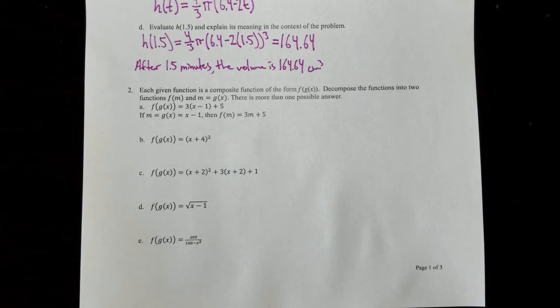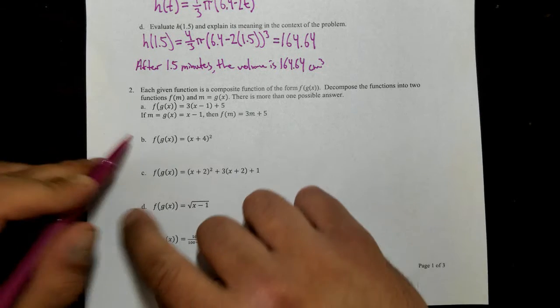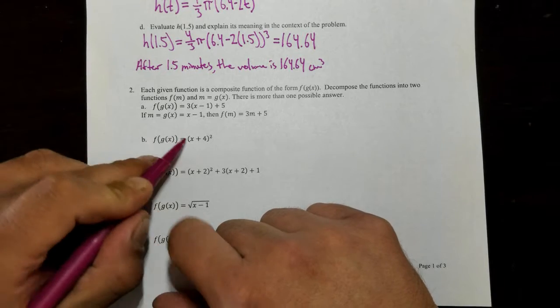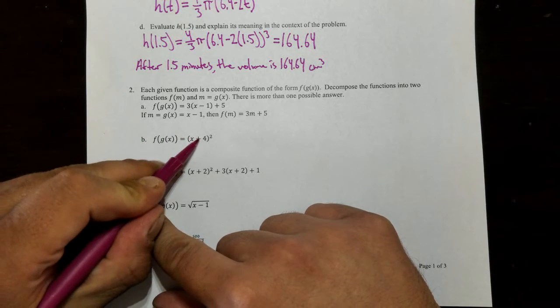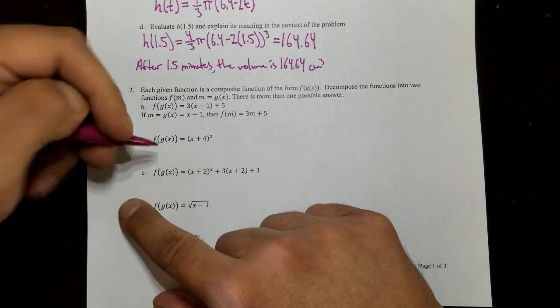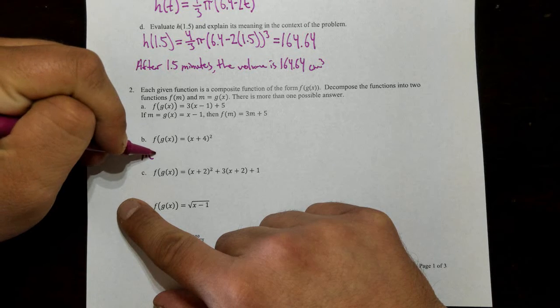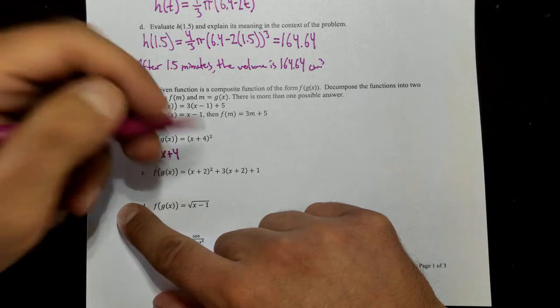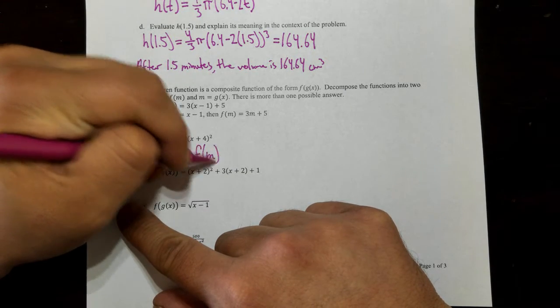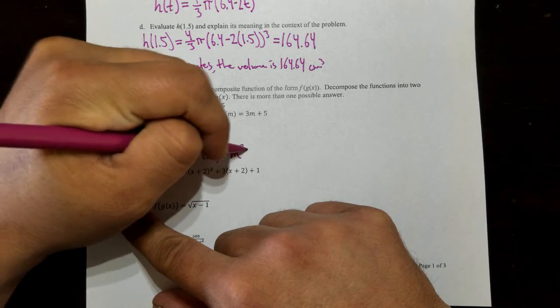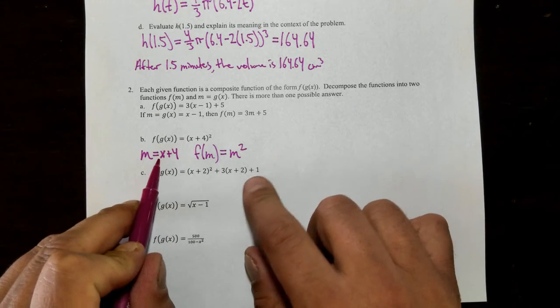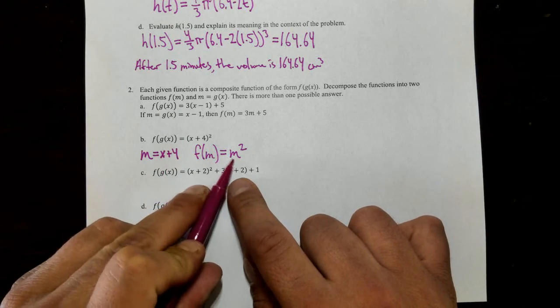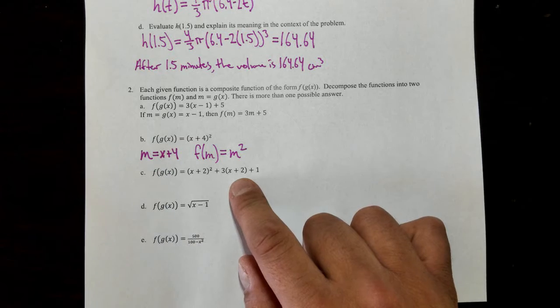So there are multiple ways of doing this. Generally, one way is more obvious than the other way. Here, for part B, it looks like the inside we could say is this x plus 4 business. So m is x plus 4. And f of m, we could say is m squared, right? If we plug in this x plus 4 for m here, we'd get exactly our composite function.